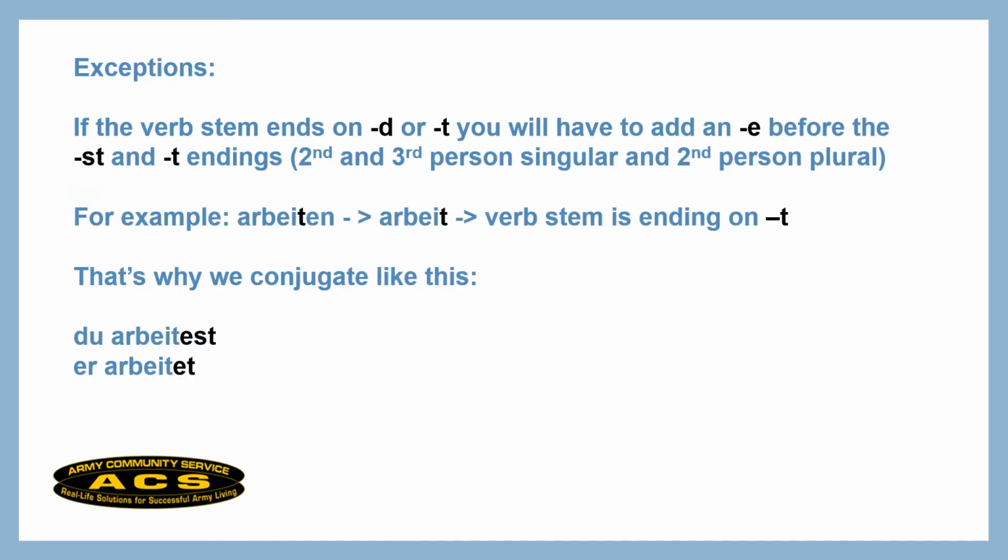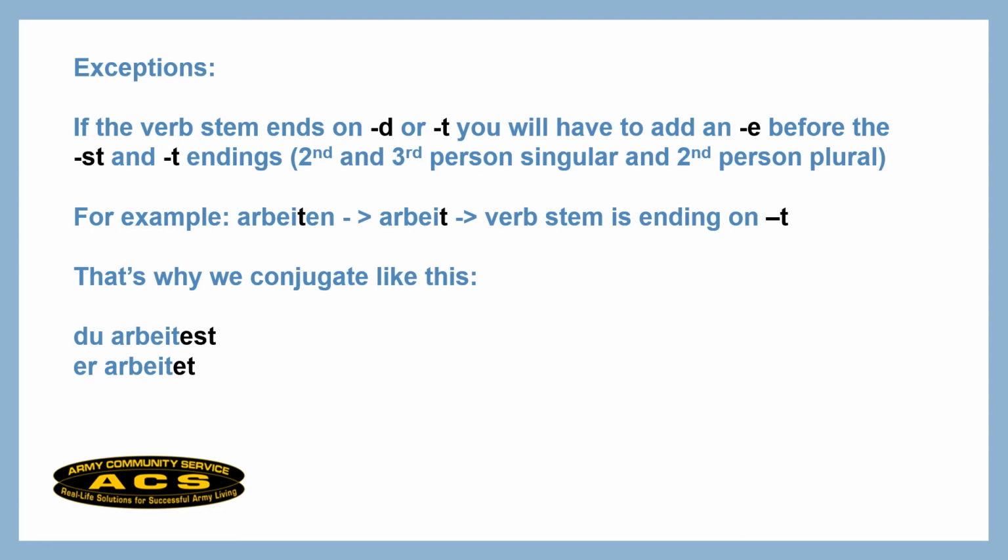There are a few exceptions you will have to remember. If the verb stem ends on d or t, you will have to add an e before the st and t endings. So if you remember from the previous slide, that was the second and third person singular, like in du wohnst, and er wohnt, and the second person plural was ihr wohnt.